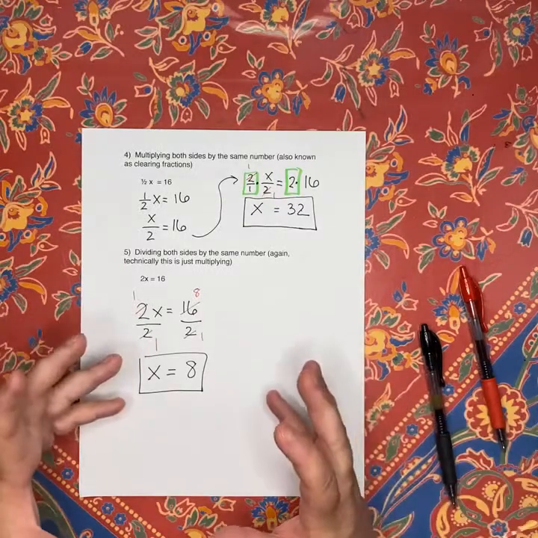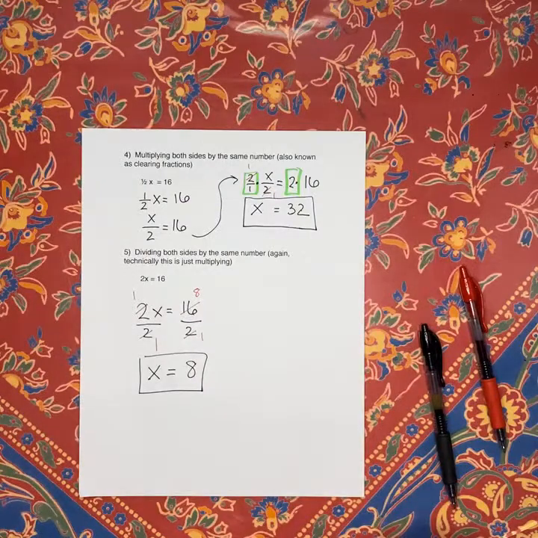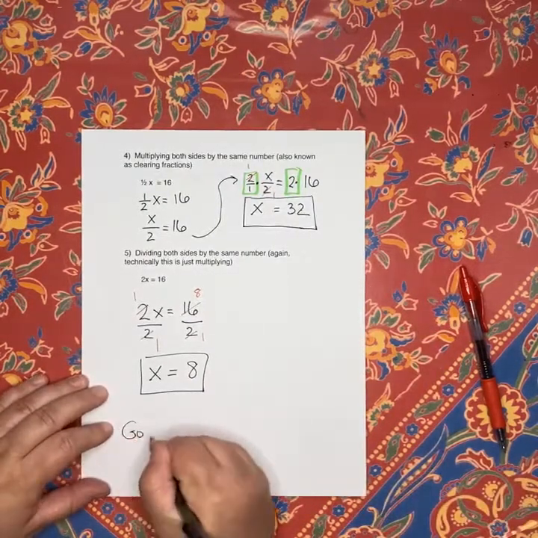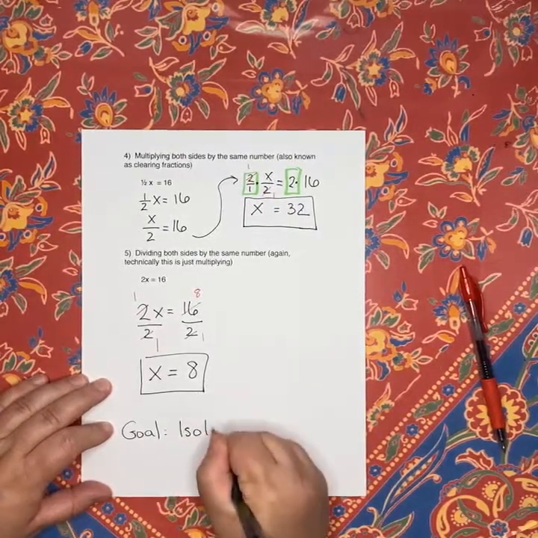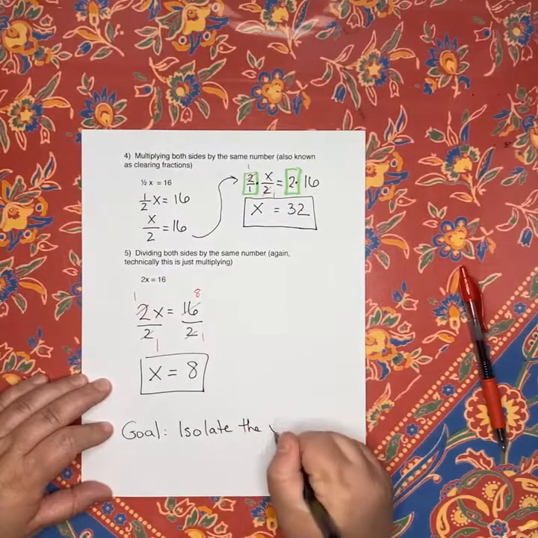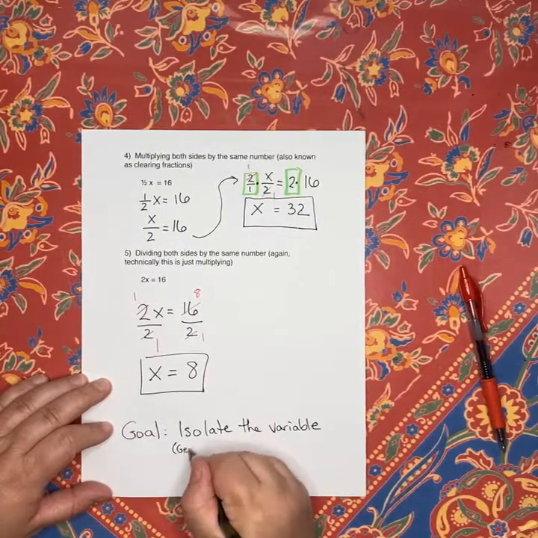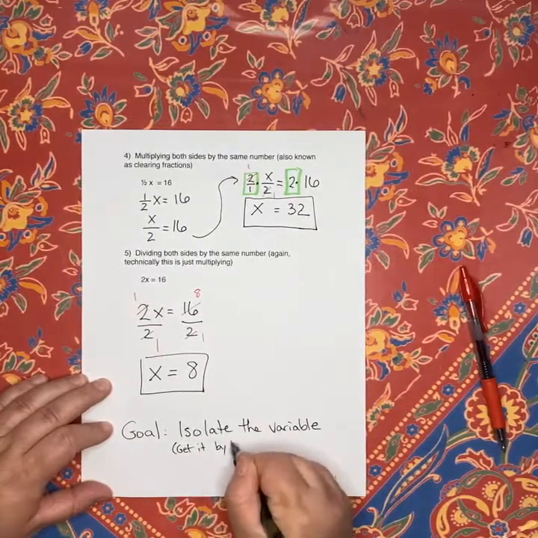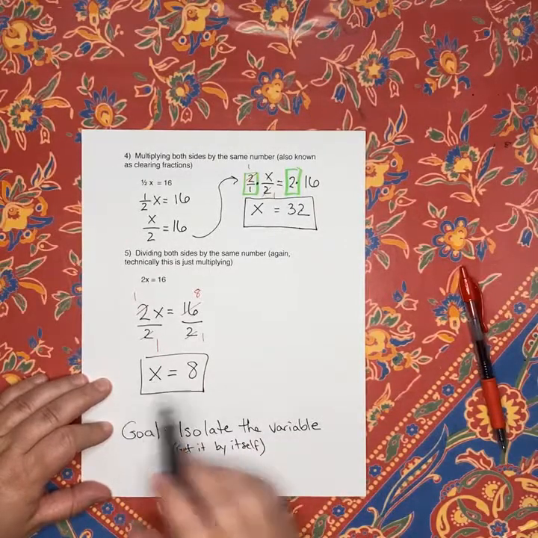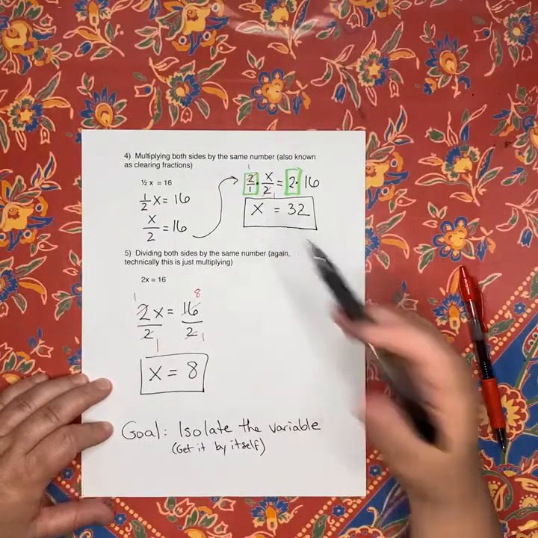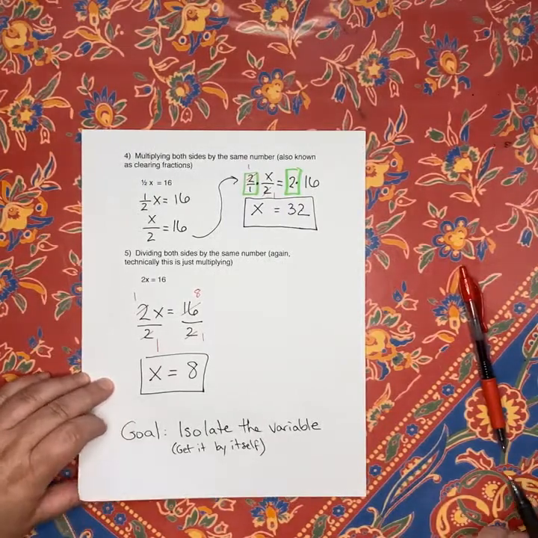We're going to simplify things on each side, and then we're going to do the same thing to both sides to whittle it down. And the goal is that we're going to isolate the variable. And isolate means get it by itself. Like here, the x is alone on the left side. Here, the x is alone on the left side. Now, as far as I'm concerned, it doesn't have to be the left side. You just pick one side, whichever makes the most sense.